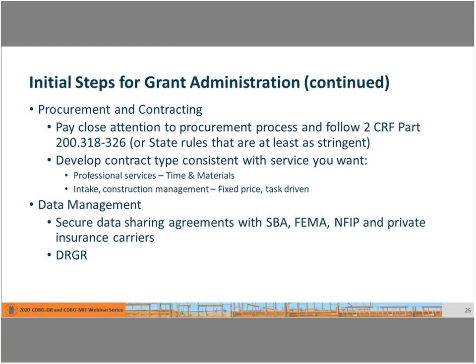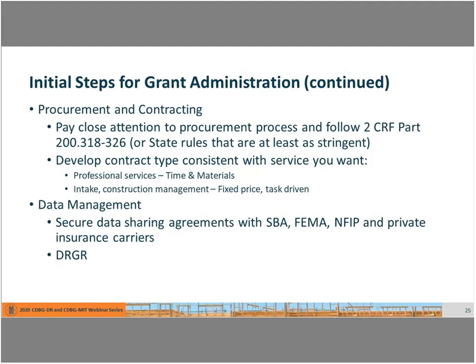The next steps are typically programmatic for some of the initial services procurement that you're going to need related to your homeowner program. For example, intake, construction management, development of construction scopes, possibly a grants management system. Be sure to follow the rules at 2 CFR Part 200, 318 through 326, or your state procurement rules as long as they have been approved by HUD. Develop contract types that are consistent with the services you need. And this slide gives you some examples of that.